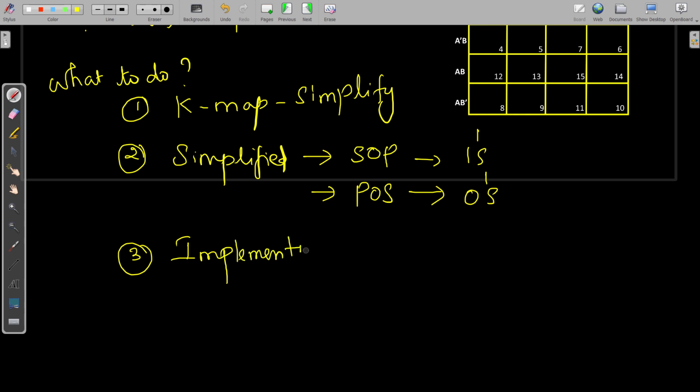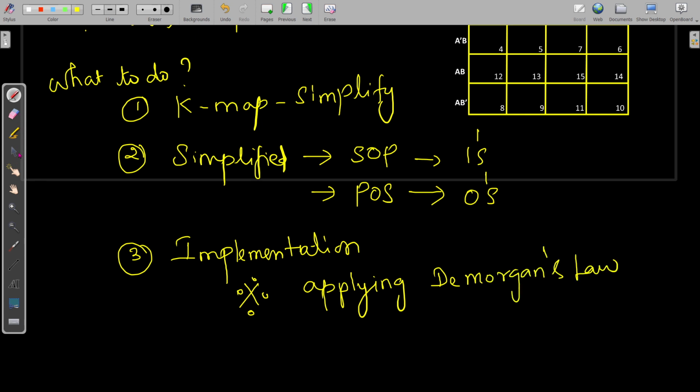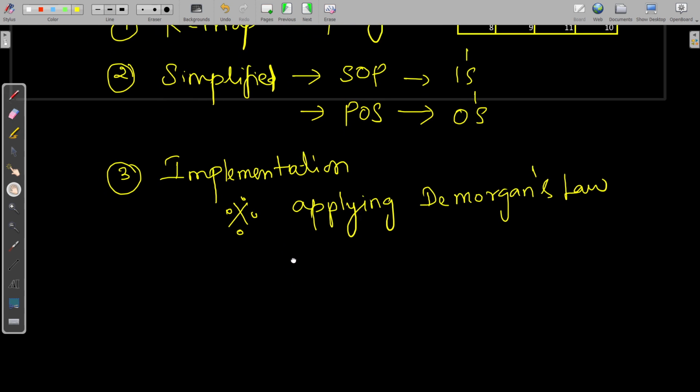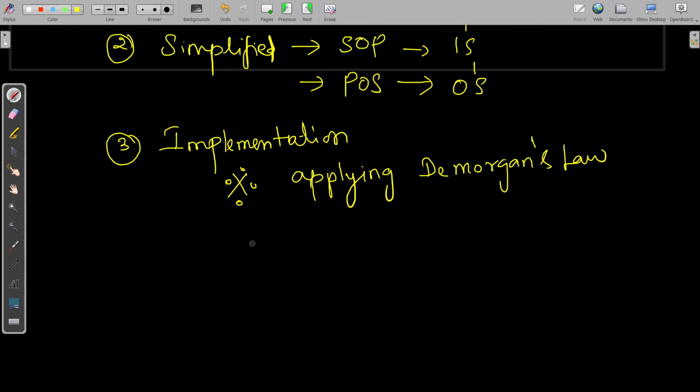But we are not directly applying it. In this implementation, the important part is applying De Morgan's theorem. If you apply it, then only we'll get it in the required format. So if you have (a plus b) the whole dash, it should be written as a dash dot b dash. And if you have a dash dot b dash, then you have to write it as (a plus b) the whole dash.